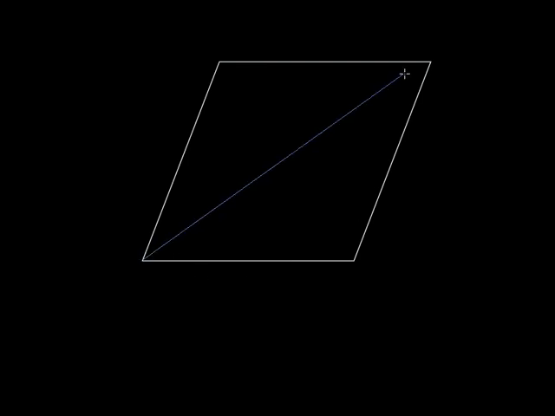Right. Well, what if they don't tell me the base? And what if they don't tell me the height? And what if there's no way to figure it out? But what if they give me the diagonals? Then I can find the area of this thing.